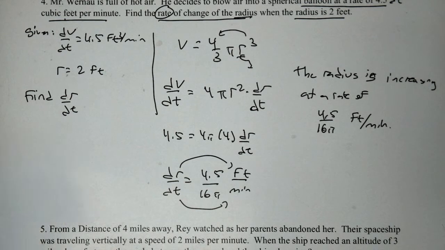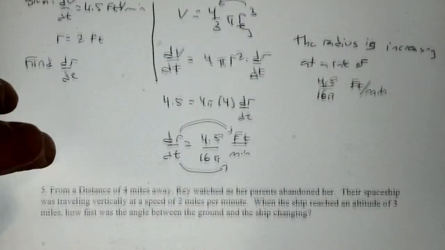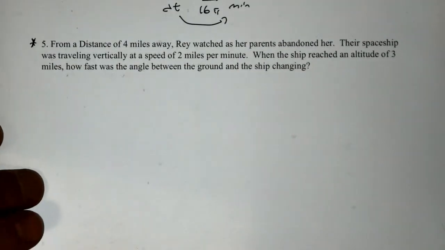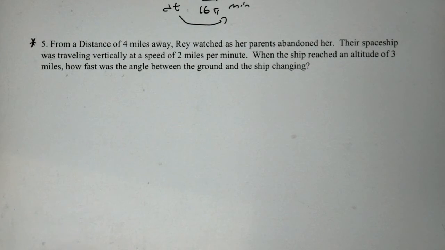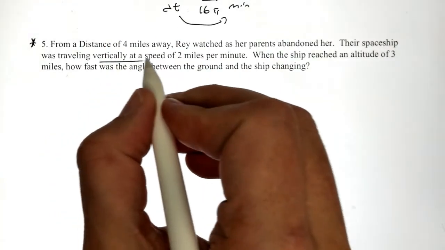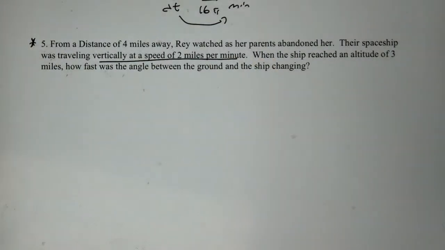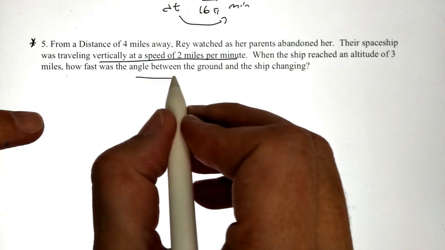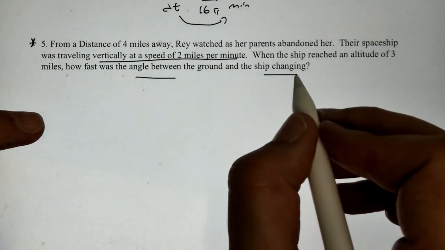All right, last one here. This one's not on your homework tonight, but I want us to start seeing it. From a distance of 4 miles away, Ray watched as her parents abandoned her. Their spaceship was traveling vertically at a speed of 2 miles per minute. When the ship reached an altitude of 3 miles, how fast was the angle between the ground and the ship changing?